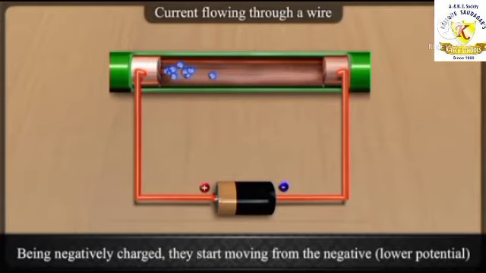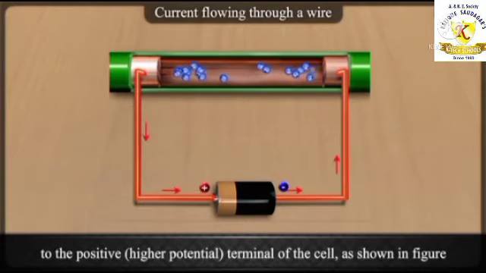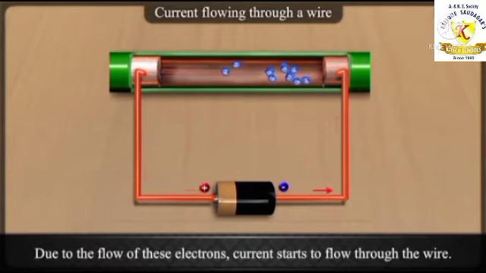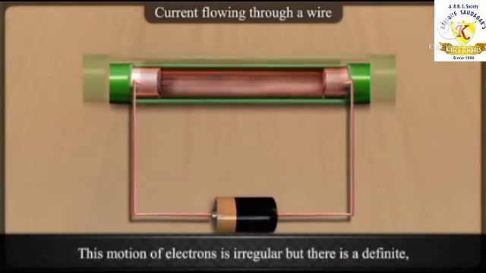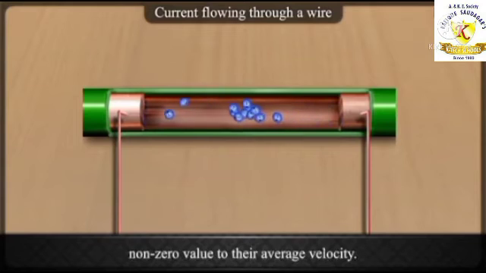Being negatively charged, they start moving from the negative, that is from lower potential, to the positive, that is higher potential terminal of the cell, as shown in the figure. Due to the flow of these electrons, current starts to flow through the wire. This motion of electrons is irregular, but there is a definite non-zero value to their average velocity.